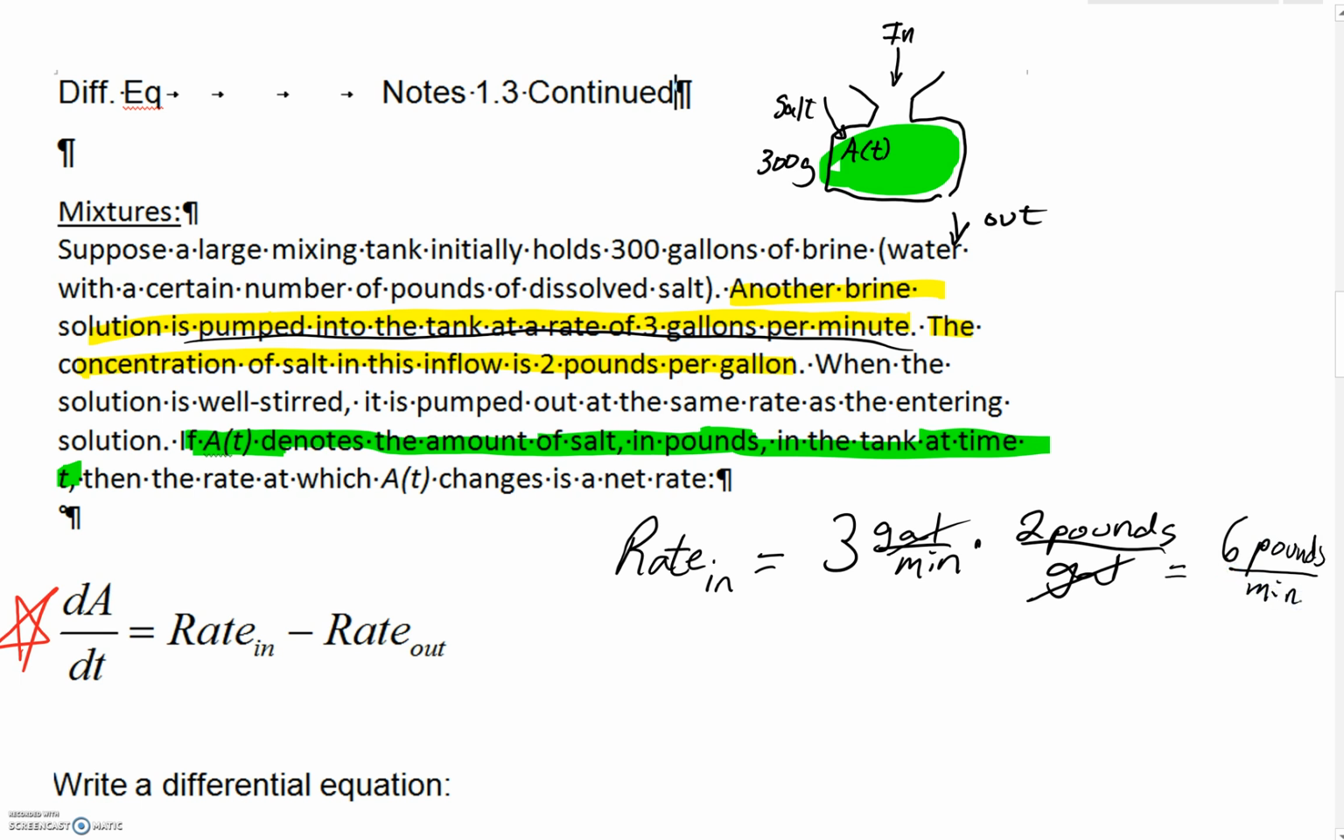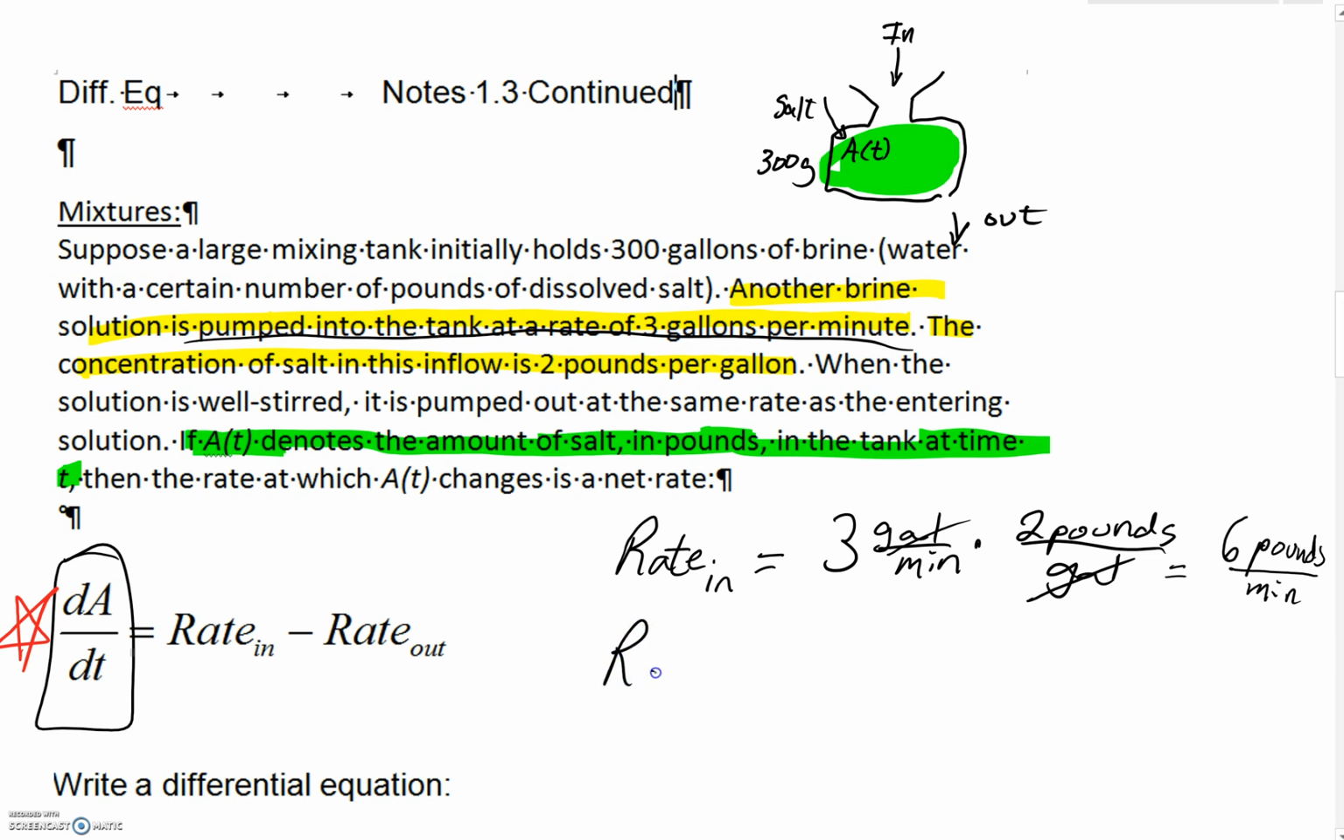So yes, this salt is dissolved and it's well mixed in, but really, if we just looked at the salt, imagine that we could not see the liquid. If we just saw the salt coming in, it would be 6 pounds per minute. And the reason why that's so important is that's really what dA/dt is going to be representing. It's just the salt in pounds changing with respect to time.